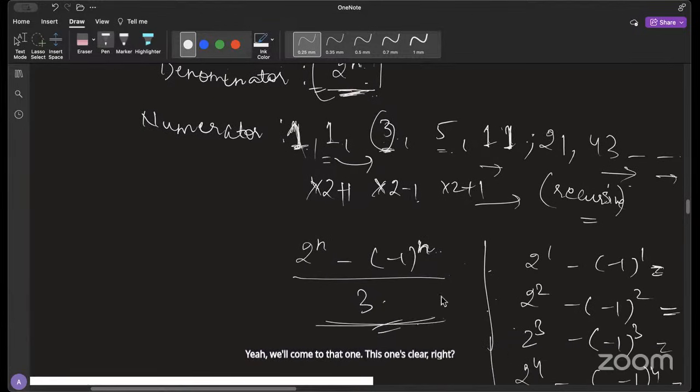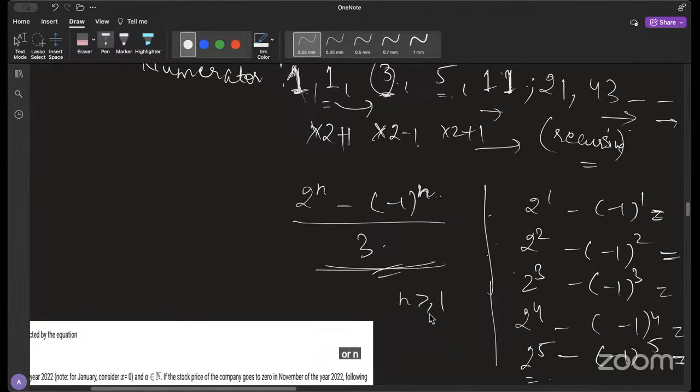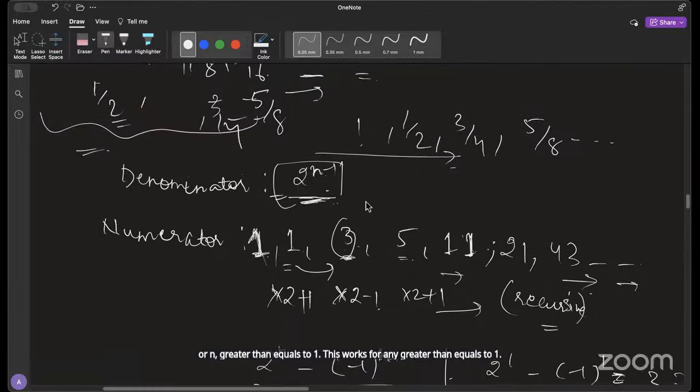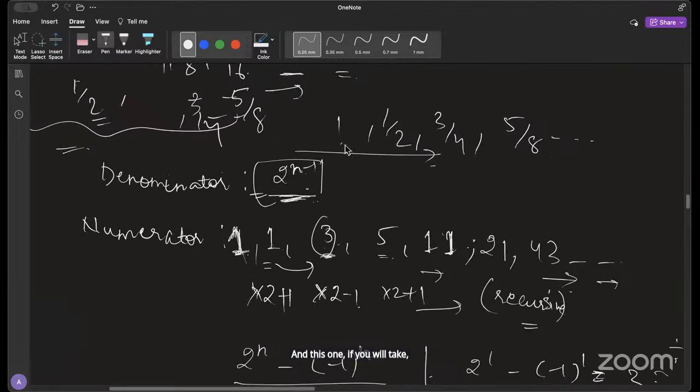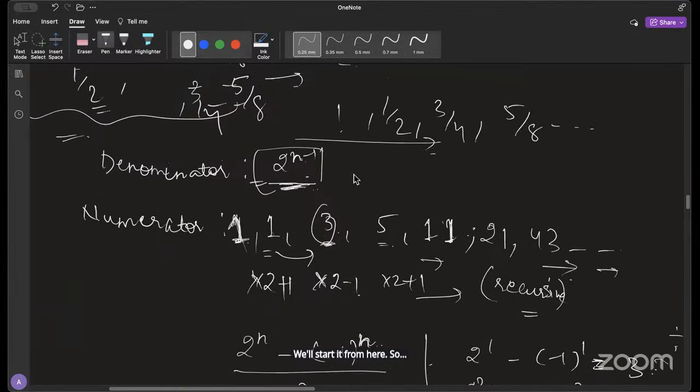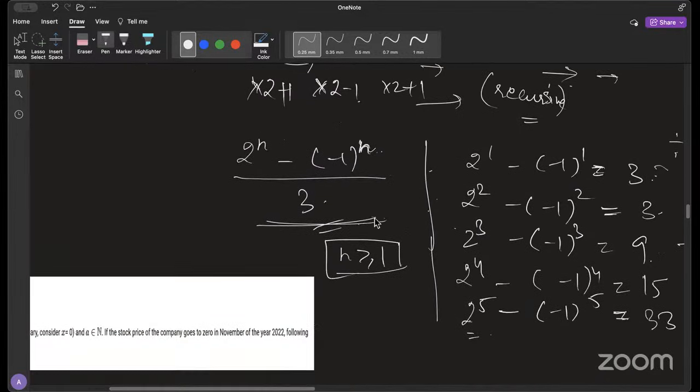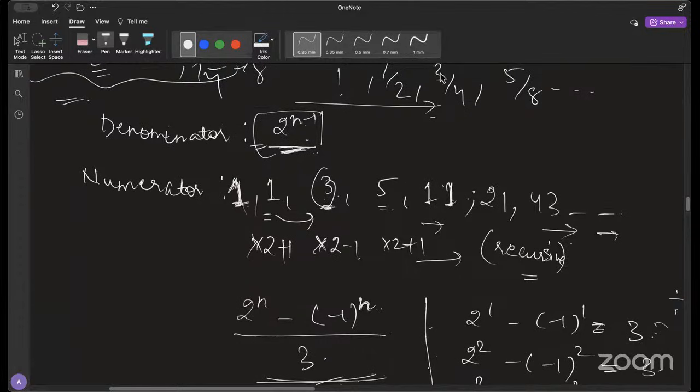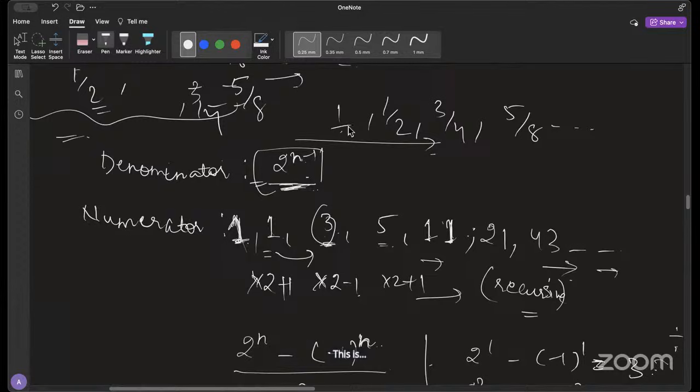This one's clear, right? This works for n greater than or equal to 1. And this one, we have started from here. We have a 1 here, 2 here, and 4, 8, right? So it's 2 to the power something, n form. That's clear, right? So if you put a 1 here, you'll get 0. 2 to the power 0 is 1. If you put a 2 here, you'll get 2 minus 1, which is 1. So you'll get the 2 here. It's following the pattern, right?